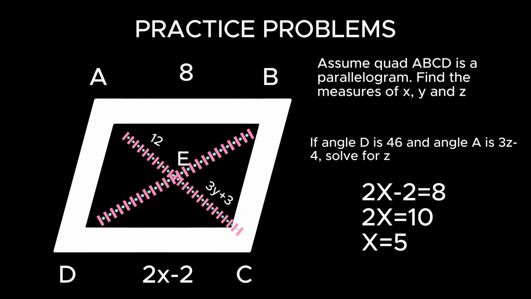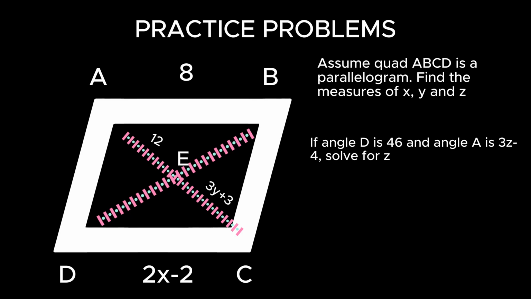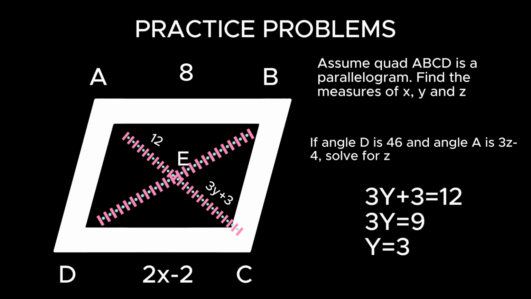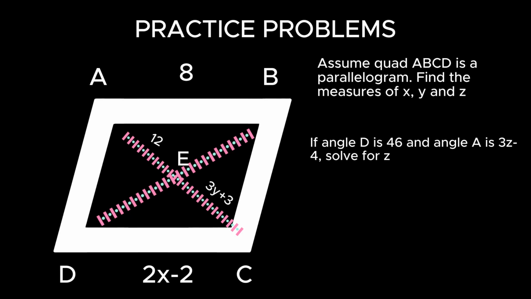Another thing that's pretty easy is finding the value of y, because we could just set 3y plus 3 equal to 12, because we know that the diagonals of a parallelogram bisect each other. So we could say 12 equals 3y plus 3. We subtract the 3 from that side and from 12, and we get 9 equals 3y. Therefore, y equals 3.